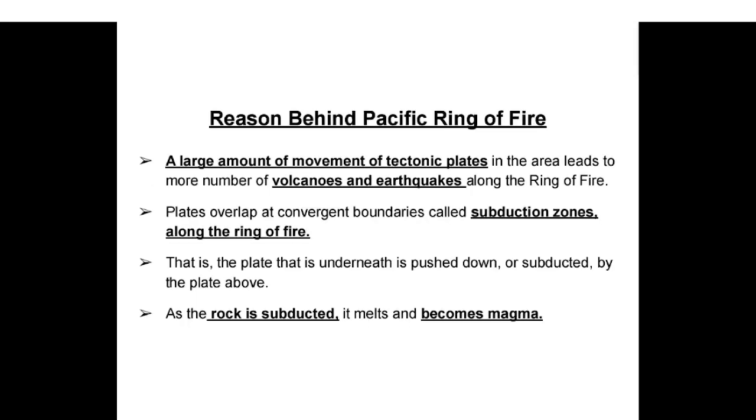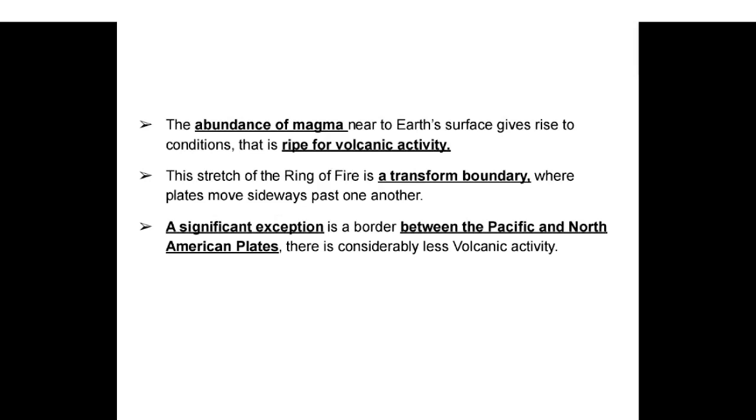Reason behind the Pacific Ring of Fire. A large amount of movement of tectonic plates in the area leads to a greater number of volcanoes and earthquakes along the Ring of Fire. Plates overlap at convergent boundaries called subduction zones along the Ring of Fire. That is, the plate that is underneath is pushed down, or subducted, by the plate above. As the rock is subducted, it melts and becomes magma. The abundance of magma near the Earth's surface gives rise to conditions that are ripe for volcanic activity.